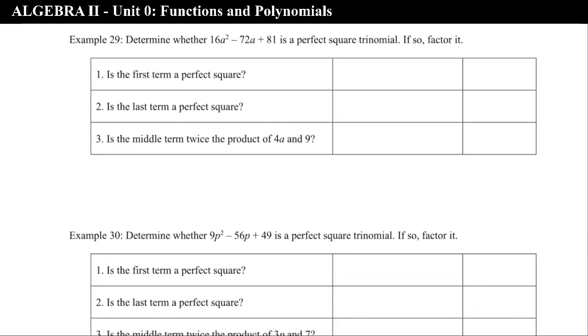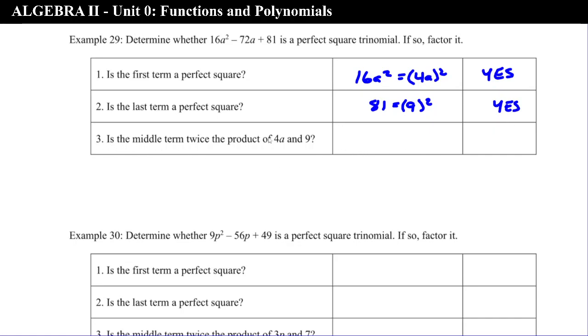Example 29. Let's determine if 16a squared minus 72a plus 81 is a perfect square trinomial. Well, is the first term a perfect square? Well, 16a squared is 4a quantity squared. So yes, the first term is a perfect square. Is the last term a perfect square? Well, 81 is just 9 squared, right? So since 81 is 9 squared, we can say yes to this one.